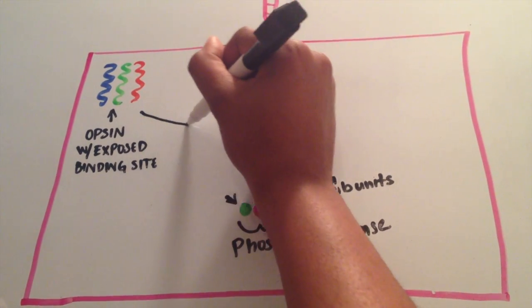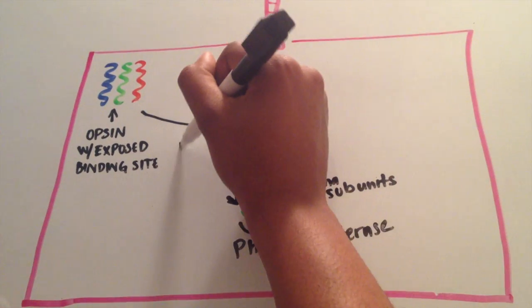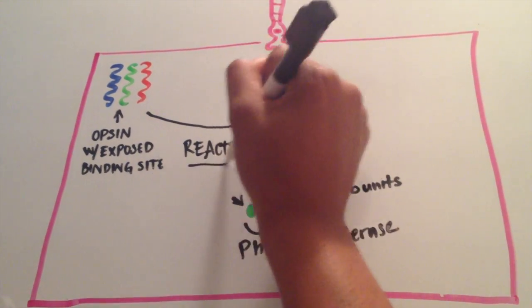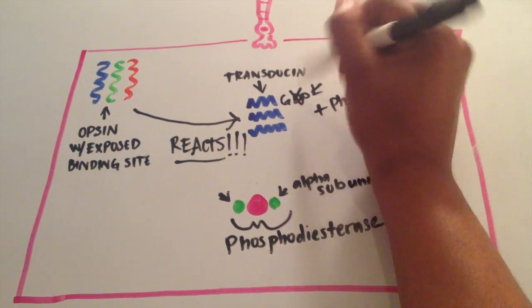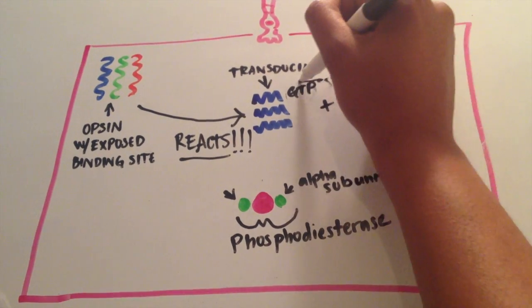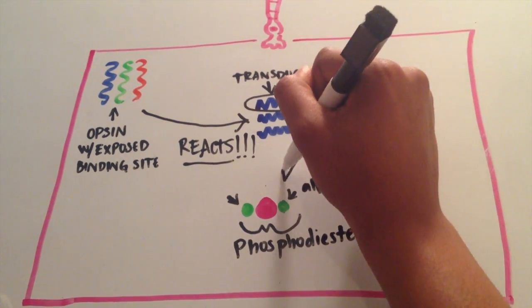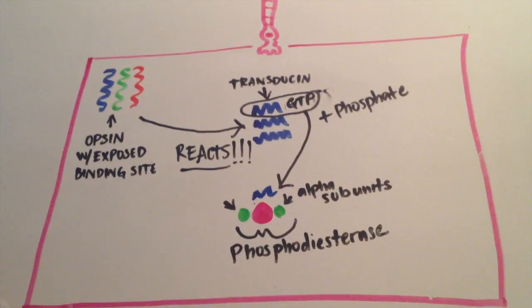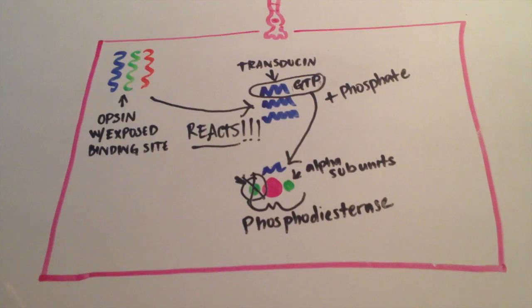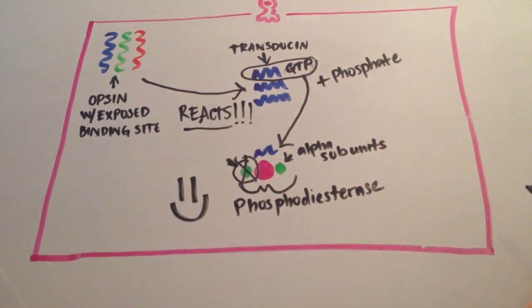The opsin with the exposed binding site moves towards transducin. Since the opsin has an exposed binding site, it can catalyze a reaction. The GDP subunit adds a phosphate and turns into GTP. That new subunit leaves the other 2 to join one of the alpha subunits of the PDE, which helps the PDE lose one of its inactivating alpha subunits, which makes it half happy.